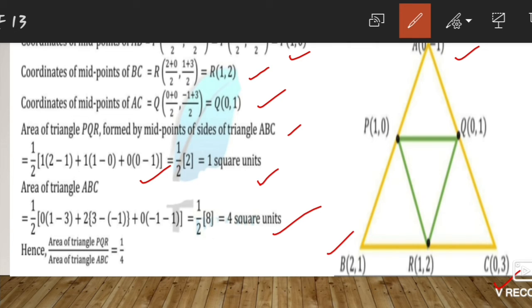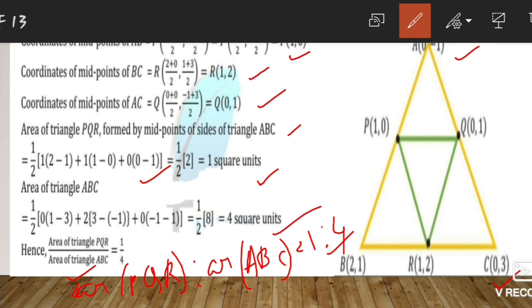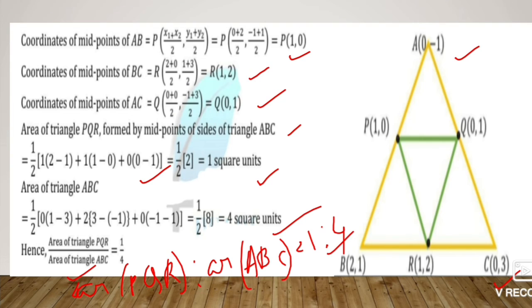So the ratio will be area of triangle PQR to area of triangle ABC is equal to 1 square unit by 4 square units, that is 1 by 4. So you can write area of PQR to area of ABC is equal to 1:4. Okay, in this way you have to solve this question.